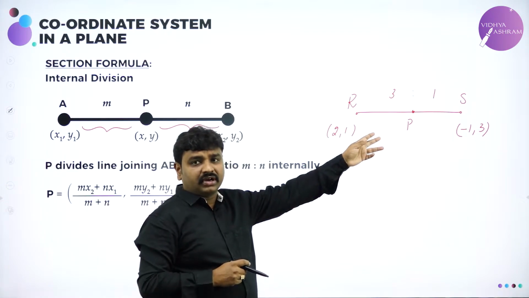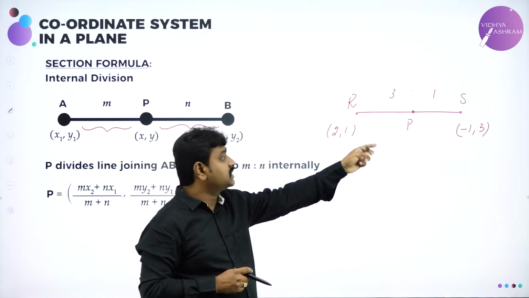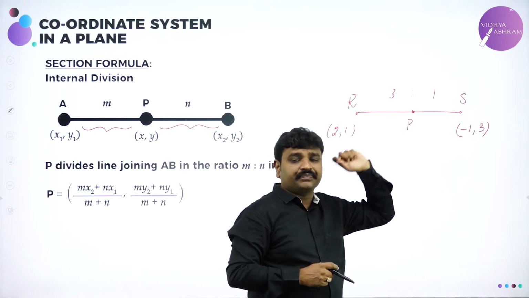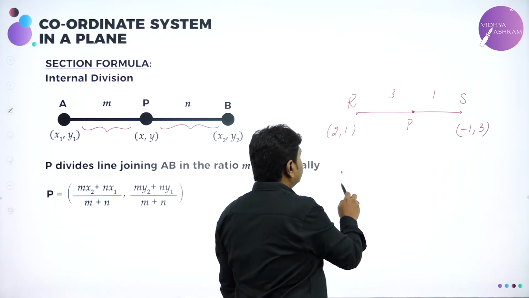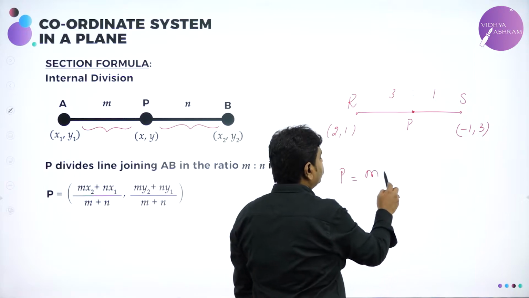So in the diagram I have drawn a draft diagram where P divides R and S in the ratio 3:1. So now how to find P? Again we'll use the section formula. What is the section formula?